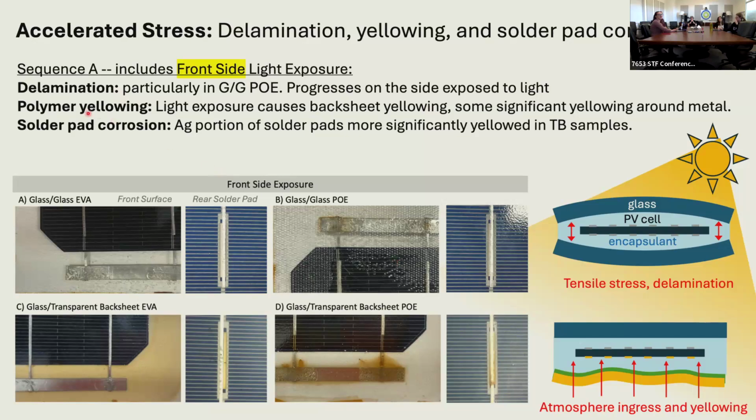For the glass transparent backsheet samples, we saw a lot of polymer yellowing, and that's seen over here. And you can even see in the glass transparent backsheet POE mini modules, there was more significant yellowing in the areas carrying current, so on these ribbons, the busing ribbons. We saw solder pad corrosion on the rear side of the glass transparent backsheet sample. So the silver part of the solder pad is right about there, and it becomes more yellow with aging.